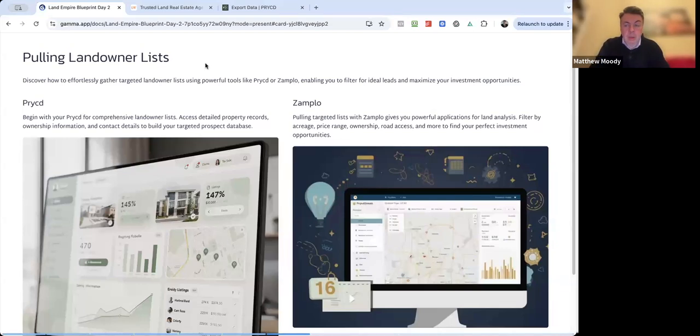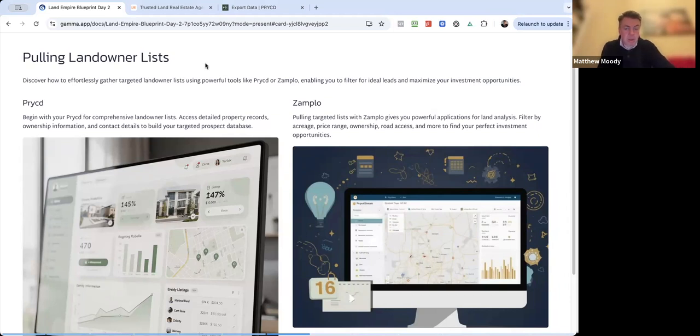These two tools are quite similar. I'm going to be focusing on showing you Priced today. Priced has been around for some time now, probably like 10 plus years. They're accessed directly into the main data platform, which pulls a lot of this data out. We have used that platform in the past, a platform called DataTree, now owned by First Analytics Group.